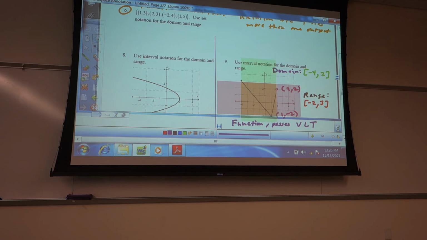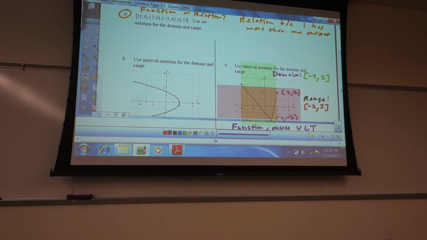Okay, so now let's pop up to number 6. We recognize it's a relation, but I want you to find the domain and the range. So find the domain.